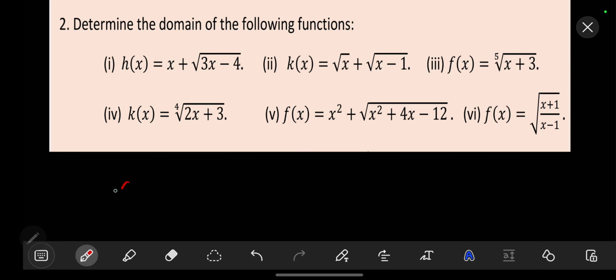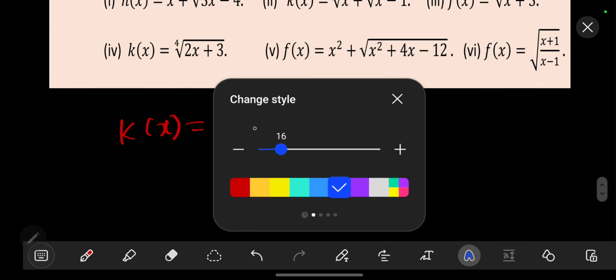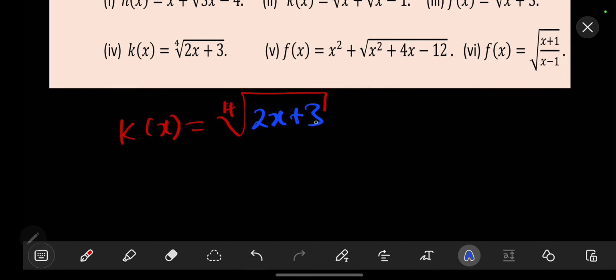So if you have k of x equal to the fourth root of 2x plus 3, as long as you have an even root here, you just take what is inside and say that it should be greater than or equal to 0. So you are going to say 2x plus 3 should be greater than or equal to 0.